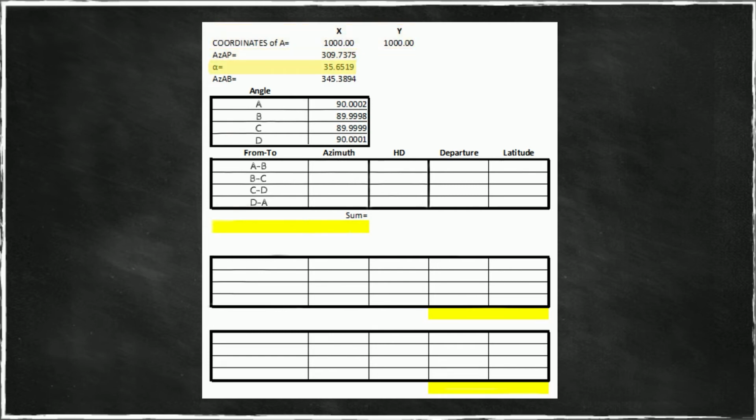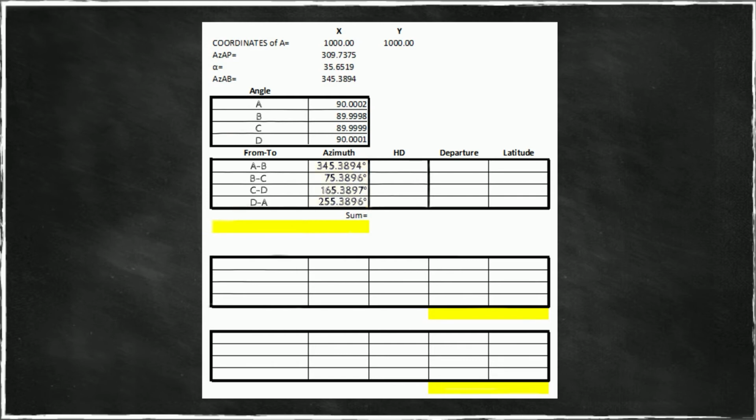This is the angle between the point P and the point B. That's the angle we calculated initially. And so now we have an azimuth for the line AB. These are the four adjusted angles for our points A, B, C, and D. And now these are our azimuths calculated for our lines, the four lines of our traverse.